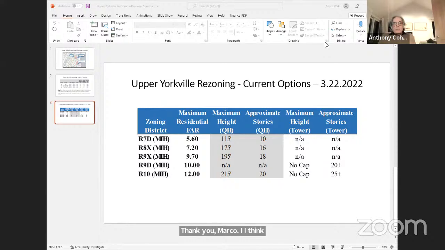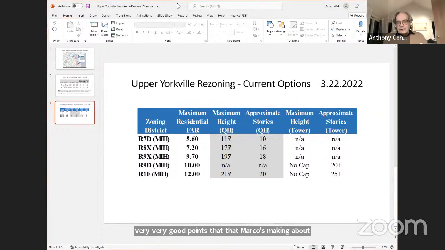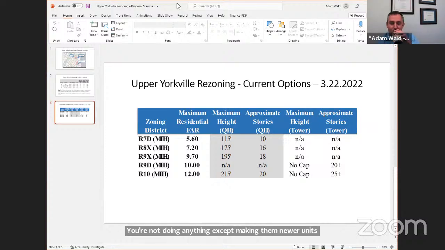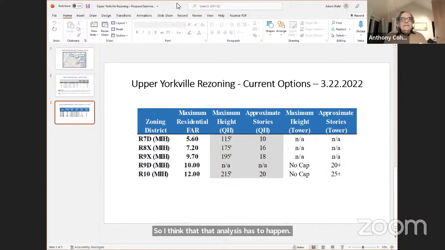I think one of the things we can talk about going forward, and Alida, I know you're next, is a real, very fine-grained analysis of what's actually already there on the ground in this district and in these little areas. I think that has to happen almost next in order to flesh out these very good points that Marco's making about replacement. If you're replacing 20 units with 20 units, you're not doing anything except making them newer units. So anyway, yes, that analysis has to happen. Alida.